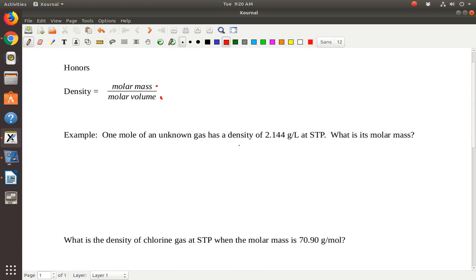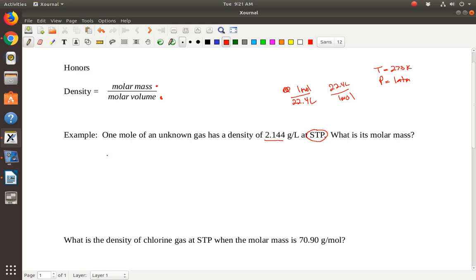1 mole of an unknown gas has a density of 2.144 grams per liter at STP. Remember, it has to be at standard temperature and pressure for molar volume to work. Remember, the molar volume is 22.4 liters in 1 mole, written this way. So this is only good at STP, standard temperature and pressure. Standard temperature is 273 K or 0 Celsius, and standard pressure is 1 atmosphere, or anything that equals 1 atmosphere, which is in your notes.